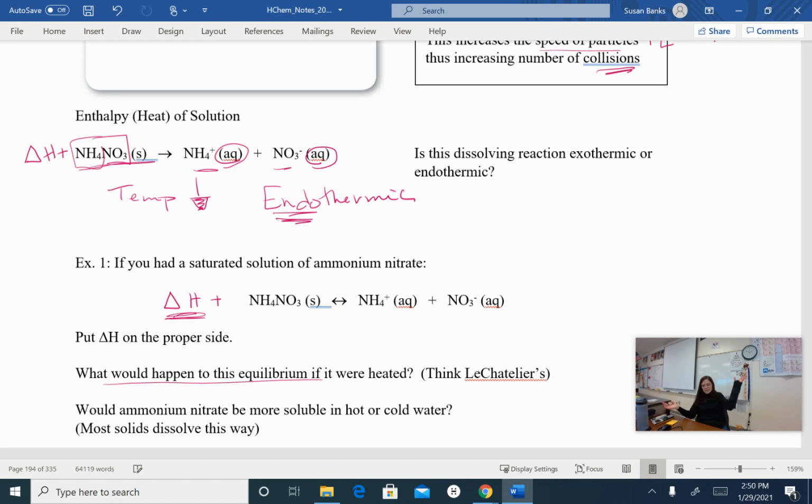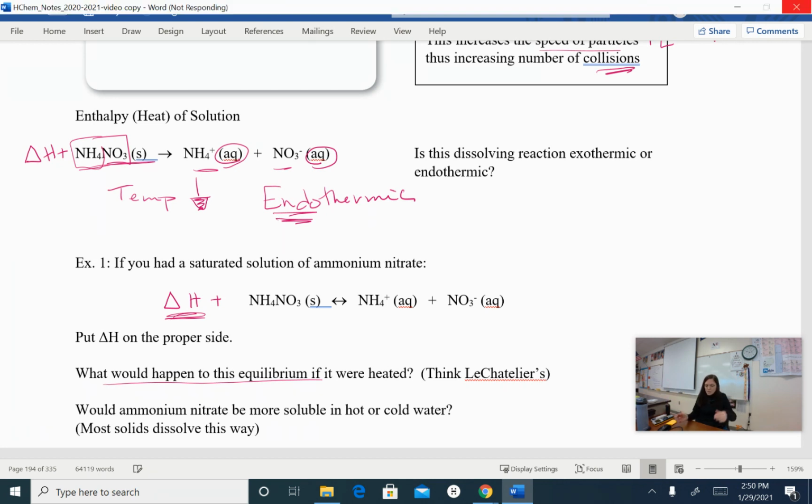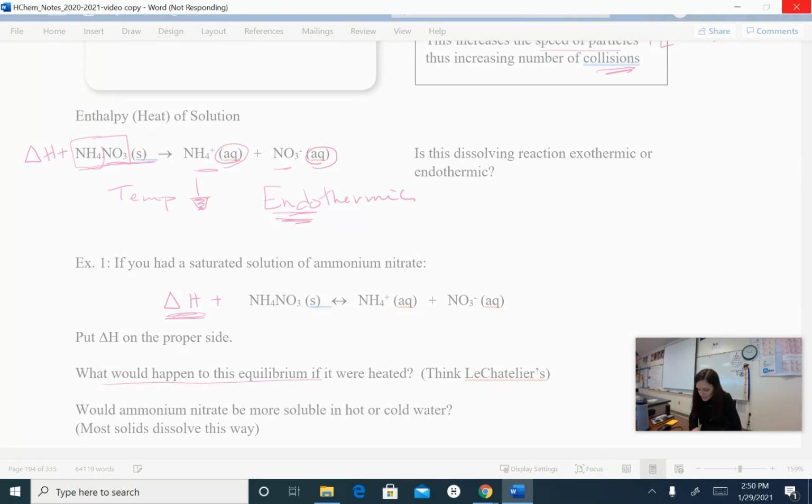So how do I get this to level out again? I have to make more products. So if I have to make more products, this is going to shift to the right. Okay, this will shift to the right. Okay, so if this shifts to the right, it makes more ions.